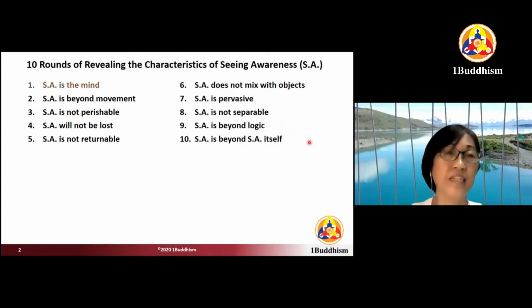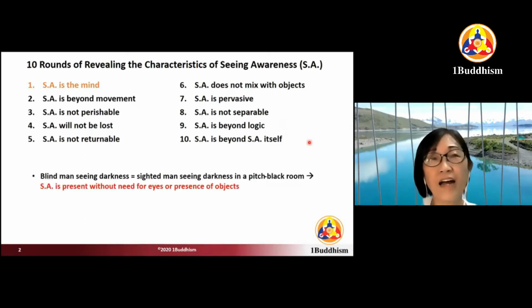Last week, Sister Som brought us through the first characteristic, which is seeing awareness is the mind. She presented a couple of points that the Buddha used to convince Venerable Ananda and the assembly. Let's go through the points very briefly.